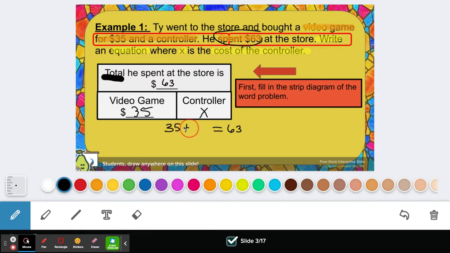plus your X. Okay. Remember, if we use the commutative property as well, we can also write it as X plus 35 is equal to 63. And both of these are the same. Okay. So make sure to write this down and move on to the next example.